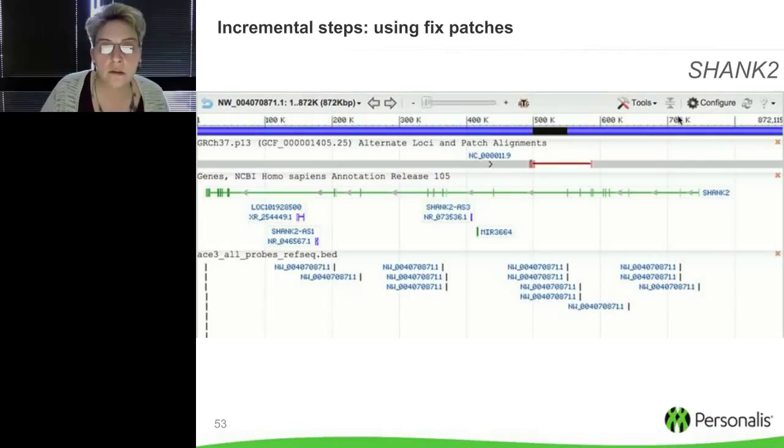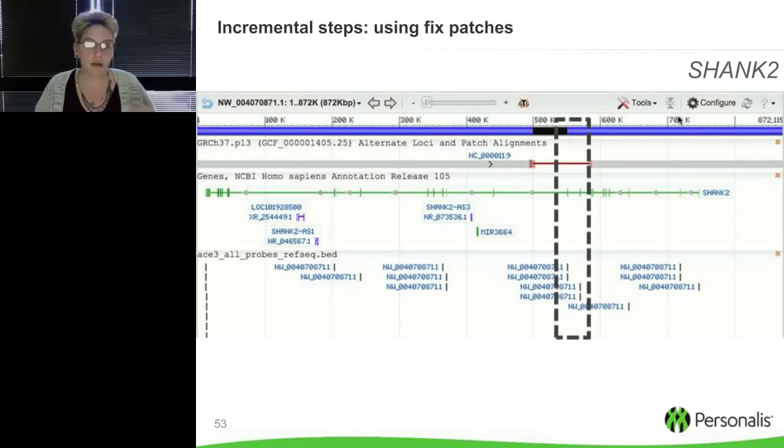And this is a region where there's no sequence in the chromosome representation, but we have sequence on this fixed patch. And this sequence actually contains two coding exons. So if you are using GRCh37 and you're trying to analyze SHANK2, you're actually missing these two coding exons that you only have access to either in GRCh38 or by using the fixed patch.